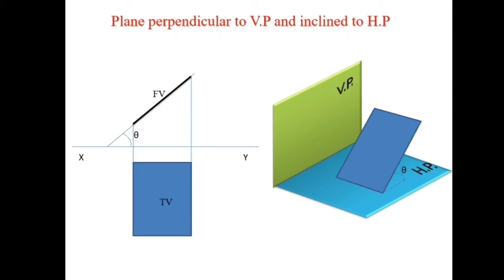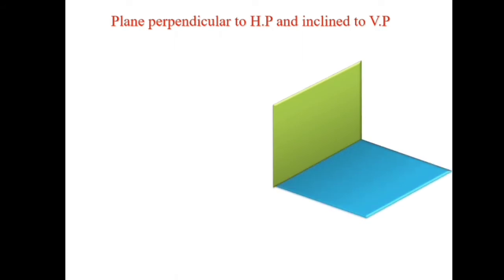That is our top view. And the next method: plane perpendicular to HP and inclined to VP. Now you see this plane; it should be inclined to VP. The surface of that rectangular plane is inclined to VP and perpendicular to HP. So it is inclined to VP, with the inclination angle phi to the XY reference line.